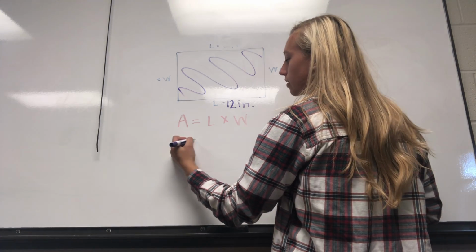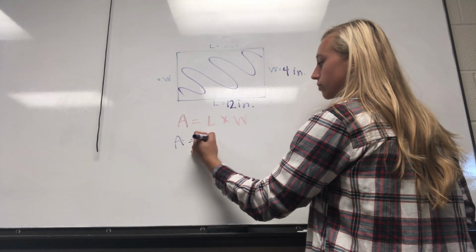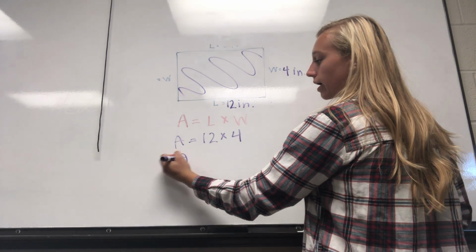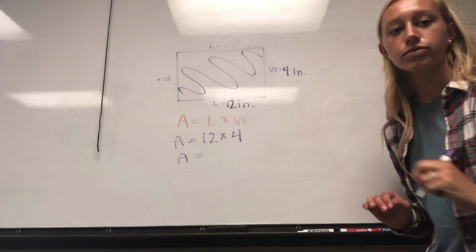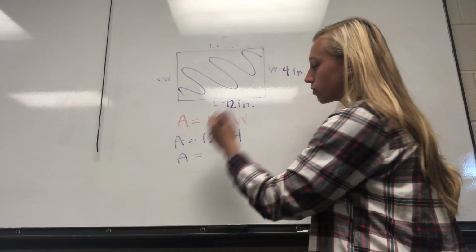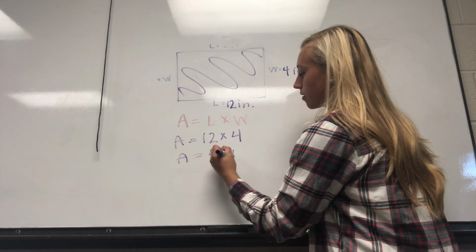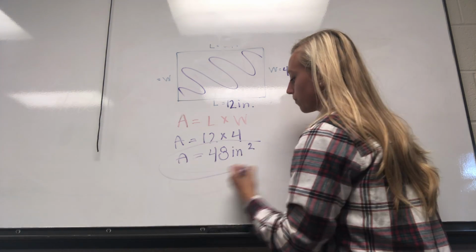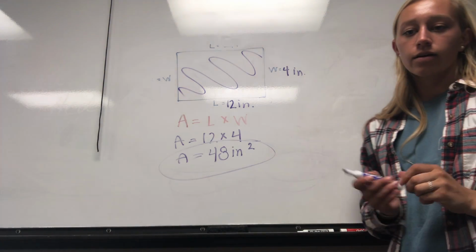So let's plug these in. Area equals length, which is 12, times 4, which is our width. So our area is going to be 48 inches squared because we multiplied those together. So we have our area right there.